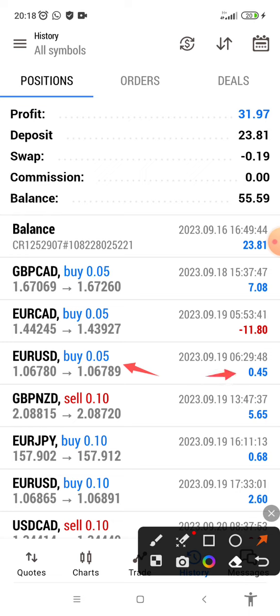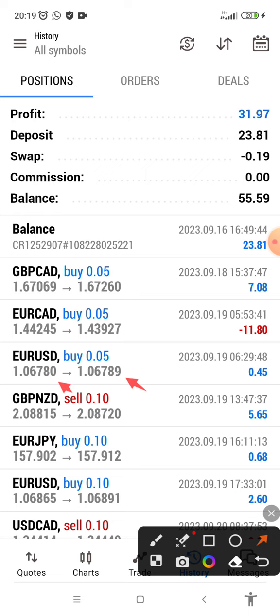All right. The next trade I took was Euro USD, a buy, and also we got some 45 cents on it, or $0.45. So how many pips did that trade go? I entered the trade at a price of 1.06780, and I closed it at 1.06789. So it is the pipette that moved only 9 times. So if you look at it, it's the pipette that gave this profit. The only difference is the 9 and the 0 here.